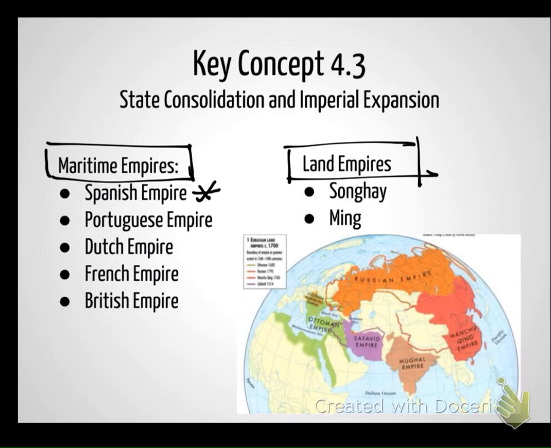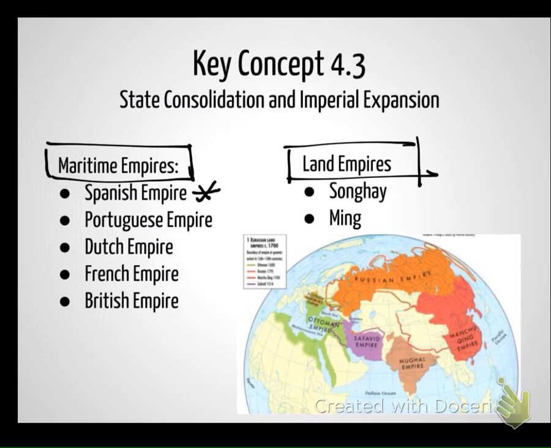And then other players that you can't forget and leave out: the Dutch Empire, who are going to be in the Indian Ocean, the French, and the British, who, as we go into period 5, are going to go from a little bit of power to some major power, especially as we look at Africa and Asia.